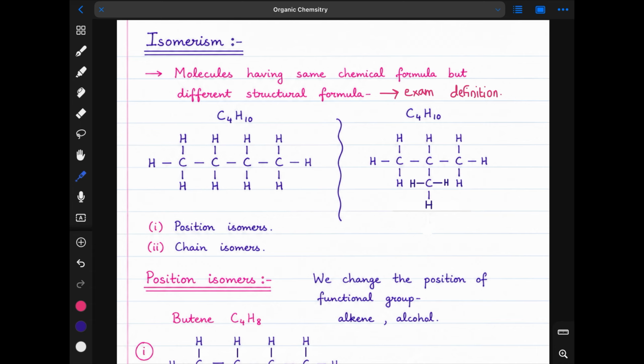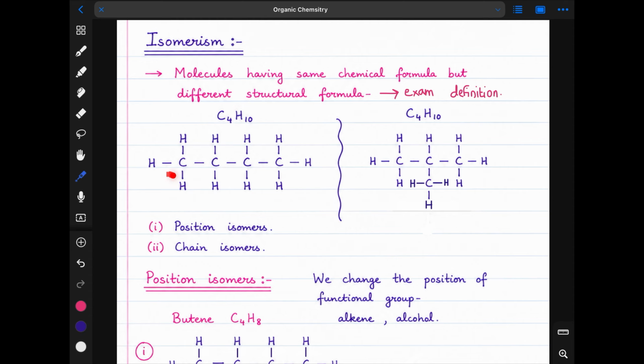Now, you can see that both of these two compounds have the same molecular formula of C4H10. And this tells us that both contain exactly 4 carbon atoms and 10 hydrogen atoms. But if you look at their structures, both of them are arranged differently.